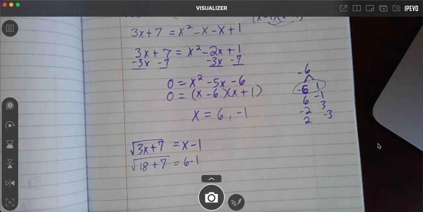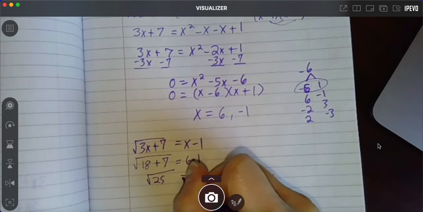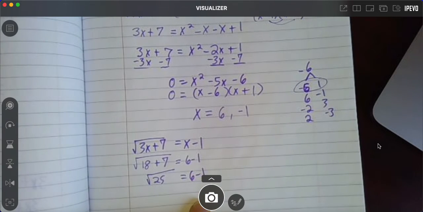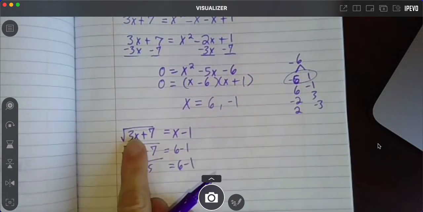I would just go back to the original equation just to be safe. I mean, if it works every time, I don't know. You could try it and see. Okay, so 18 plus 7 is 25. So I get square root of 25 is 5. And 6 minus 1 is also 5. So that one works. Now let me plug in the negative 1.